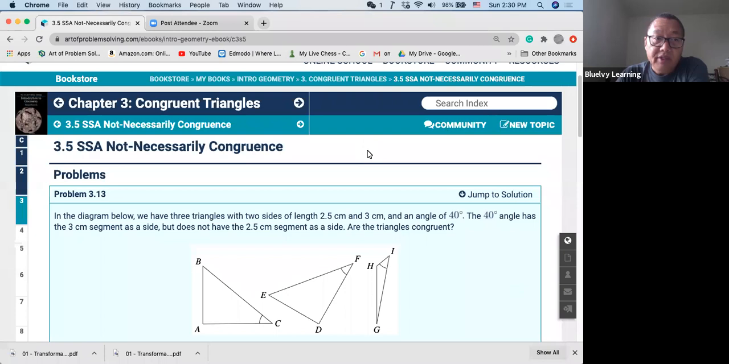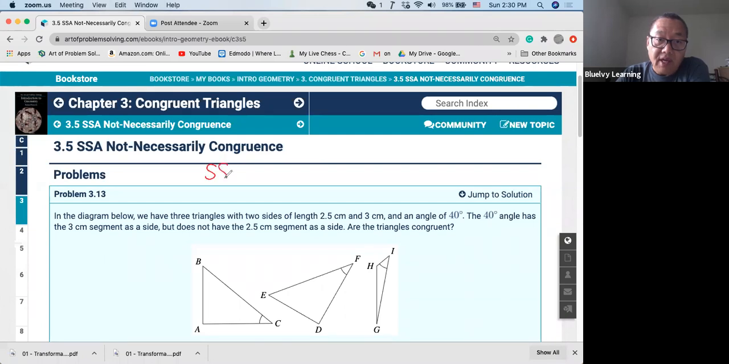So today we continue to learn chapter 3. We already learned the 4 theorems to prove two triangles are congruent. Do you still remember? Say what we have already learned.